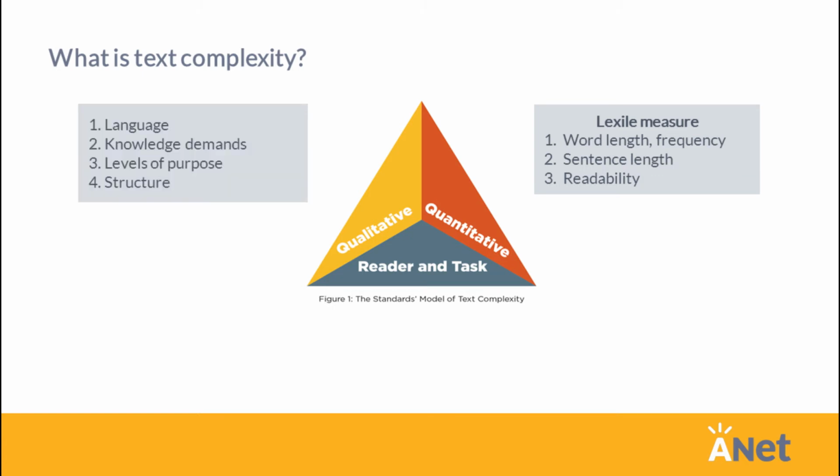The qualitative dimension is best measured or only measurable by an attentive human reader. It includes elements such as levels of meaning or purpose, structure, language conventionality and clarity, and knowledge demands. Reader and task refers to variables specific to particular readers, such as motivation, knowledge, and experiences, and to particular tasks, such as purpose and the complexity of the task assigned and the questions posed. This dimension of text complexity relies on teacher judgment and expertise. It's a combination of these three dimensions that now define how complex a text is or isn't.